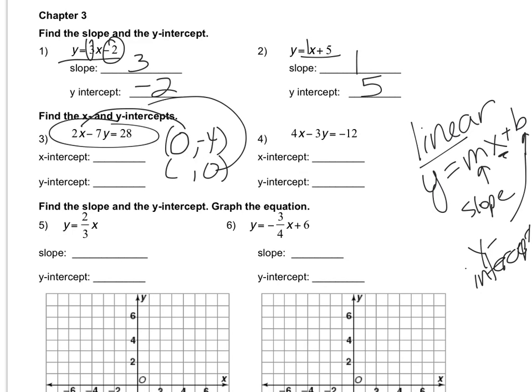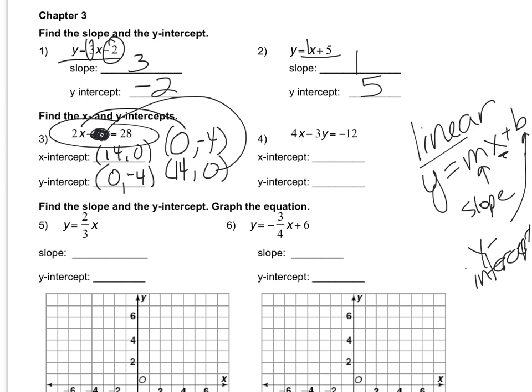When we plug in 0 for y, we take care of 7y, which is 0, and we're left with 2x equals 28, so x is equal to 14. Now, 0, negative 4 is on the y-axis, so that is the y-intercept. And the x-intercept is 14, 0.